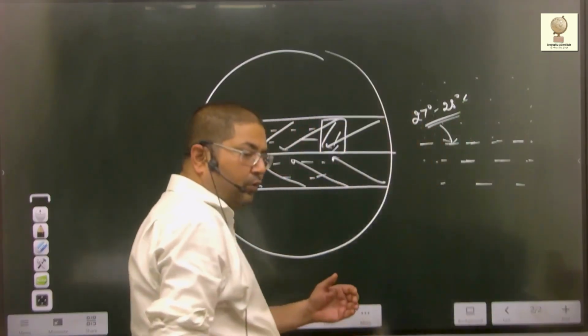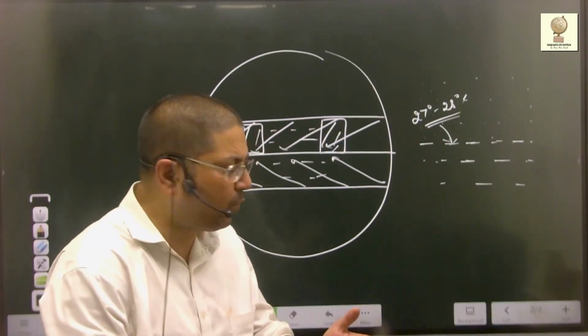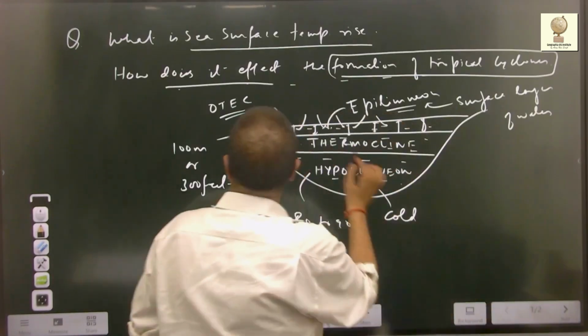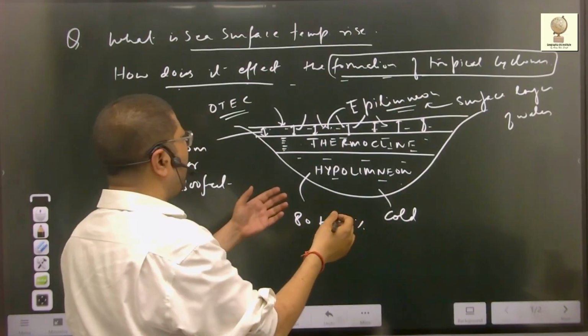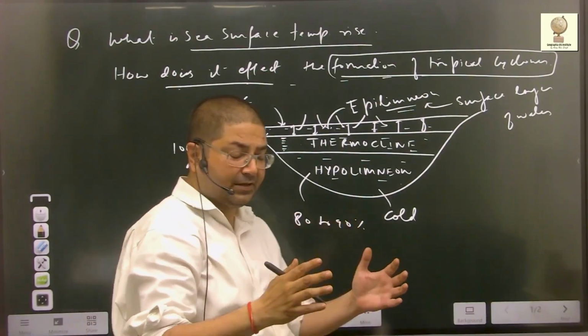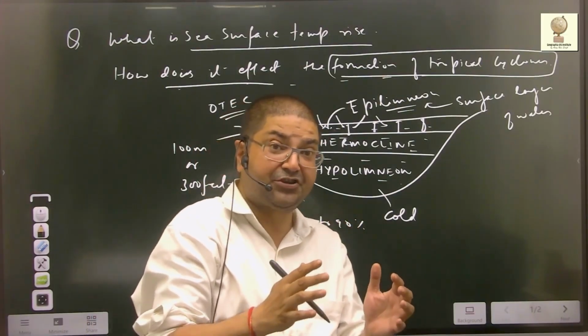So, sea surface temperature rise, how? The question was, how does it affect the formation of tropical cyclones? Now, they are not formed anywhere. Basically, the sea surface temperature should be sufficiently high.